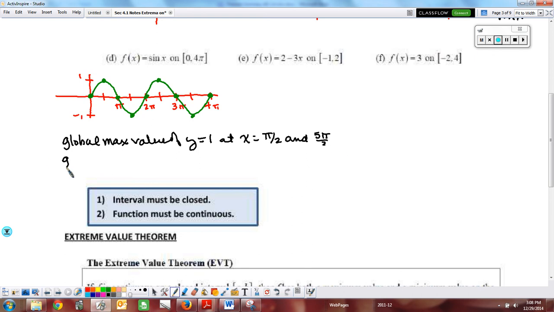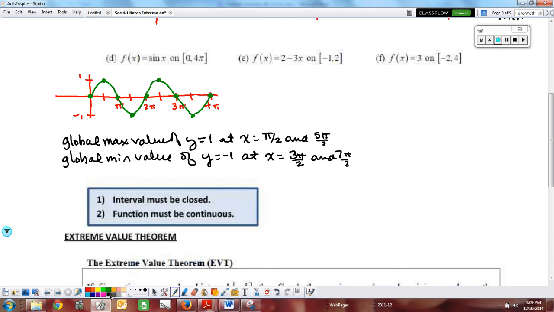And then we have a global min value of y equal to -1, and that's occurring at x equal to 3 pi over 2 and 7 pi over 2. Okay, so again, we had a closed interval, and we were continuous on the closed interval. We are guaranteed by the extreme value theorem to have at least one global max and one global min. I had more than one, but that's okay.